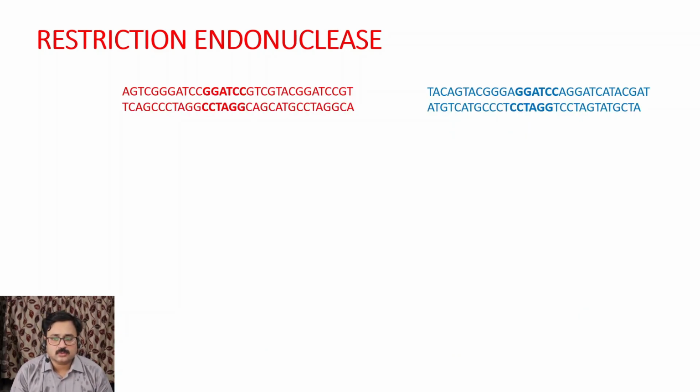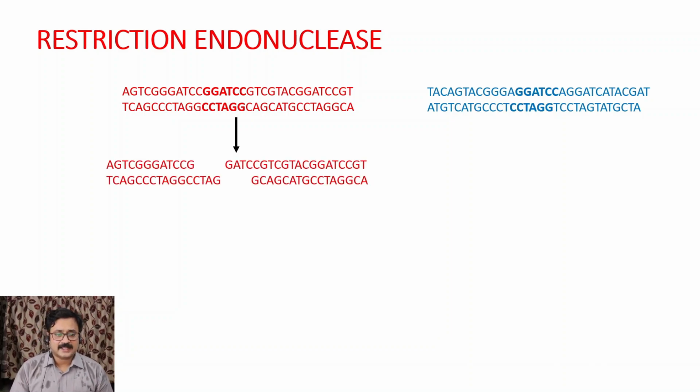Now let's see, these are two different DNA molecules, and each of them has a recognition site for one particular restriction endonuclease X. But if you look carefully, the sequences of the two DNA molecules are entirely different from each other. In the next step, we take both of these DNA molecules in the same Eppendorf tube, and allow them to be digested by the restriction endonuclease X.